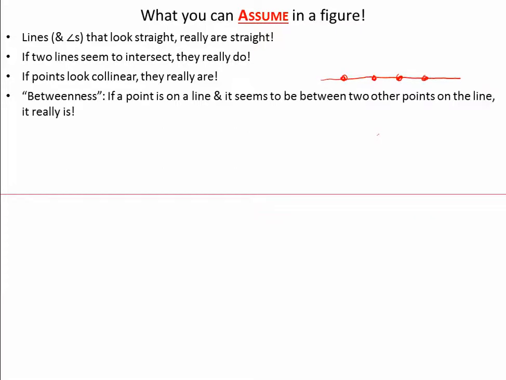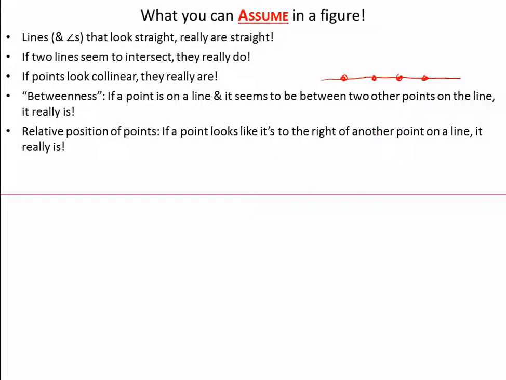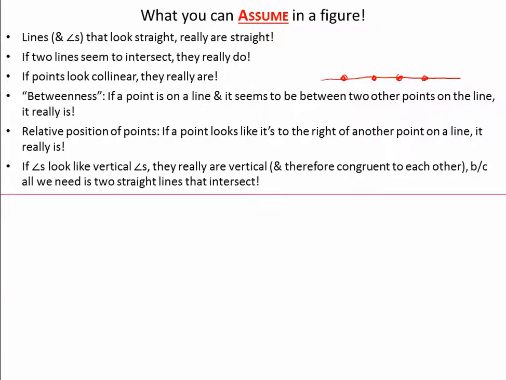Betweenness. If a point is on a line and it seems to be between two other points on a line, it really is. Okay? It's not really on the right side or on the left side. It's really in between them. Relative position of points. If a point looks like it's to the right of another point on a line, it really is to the right. Okay, they're not trying to fool you.